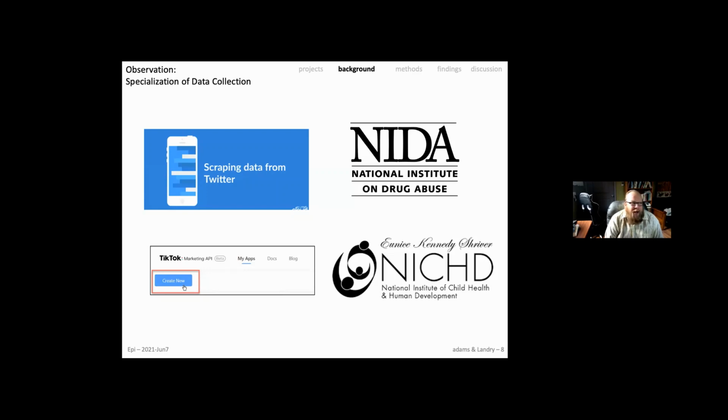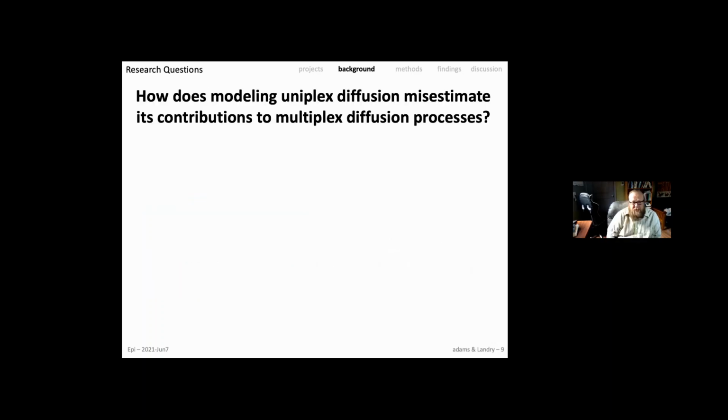So I'm involved in multiple projects right now that are collecting data either on people who inject drugs or people who are at high risk for contracting STIs through various sexual partnering behaviors, but those two things are kept separate in a lot of those projects. And so the question here really is, how does modeling a diffusion process that is fundamentally multiplex in nature on uniplex data, or data that only has one layer at a time, misestimate its contributions to multiplex diffusion processes?